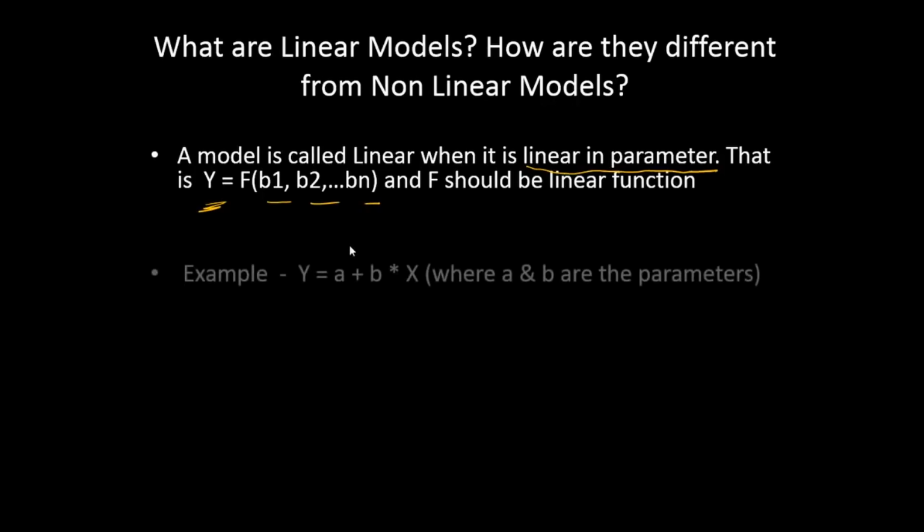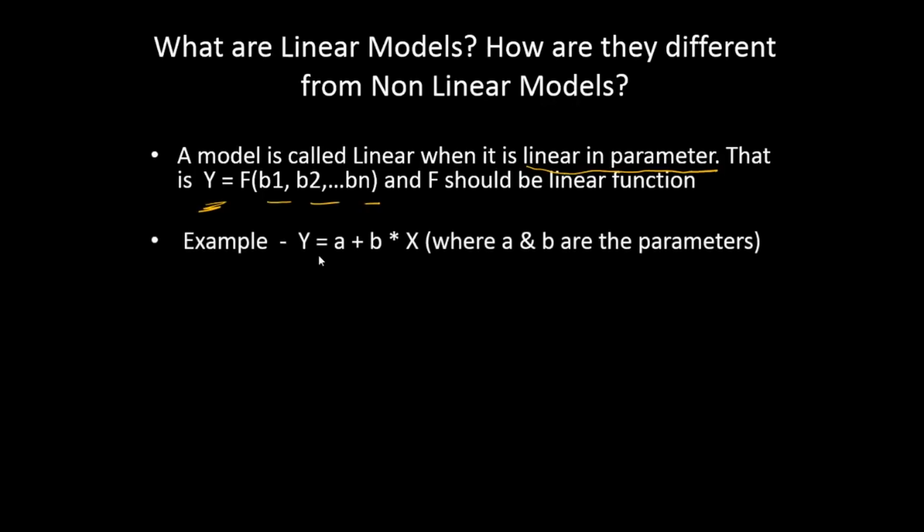So let's take an example. y equal to a plus b x, where x is your independent variable, y is your dependent variable, a and b are your parameters. Now this is a linear model because both a and b are there in linear form. But if you have a square or b square or square root of a, something like that, or logarithm of b, then the model is going to be a non-linear model.